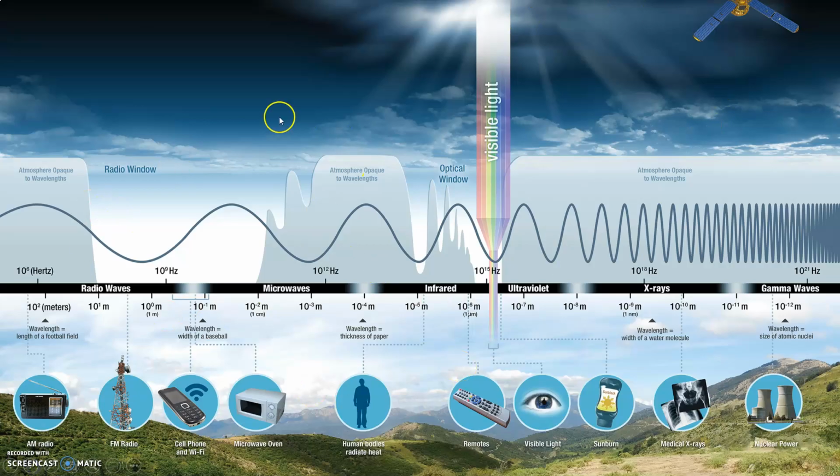Here's an image from NASA's website, which shows the exact same thing, but it also shows you all the different uses for these waves, which I think is important. We're going to look at that too. This also shows you the length. Here we have radio waves, which are the length of a football field. Then it gets to microwaves, and approximately somewhere in between are the width of a baseball, the thickness of a paper, the width of a water molecule, the size of an atomic nucleus. So very, very, very small.